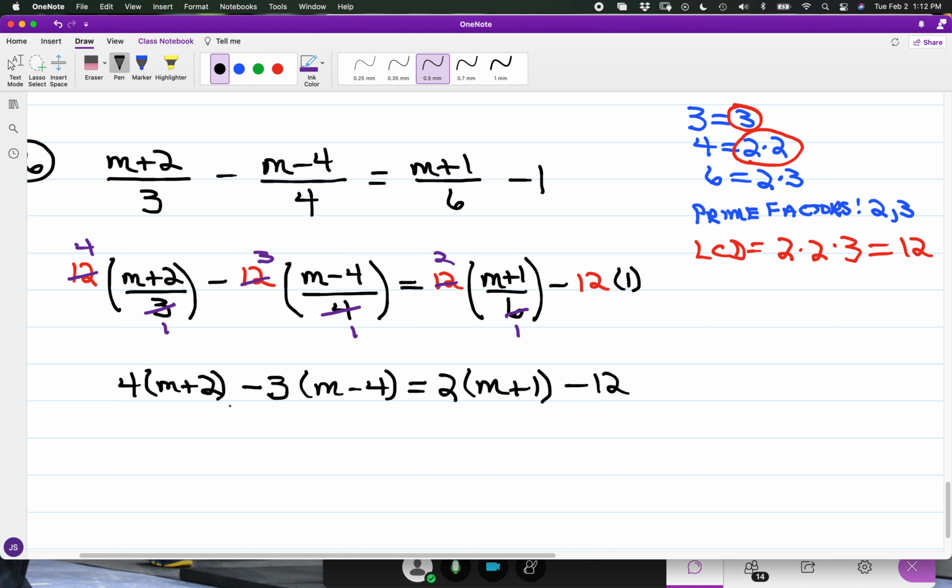And in the follow through, we have 3 distributions, or 3 sets of parentheses, to take care of. With the first distribution, 4 over the quantity of m plus 2, this will be 4m plus 8. Then next in line, we have negative 3 over the quantity of m minus 4. So this will be minus 3m, and negative 3 times negative 4 becomes positive 12. And 2 over the quantity of m plus 1, so we have 2m plus 2.